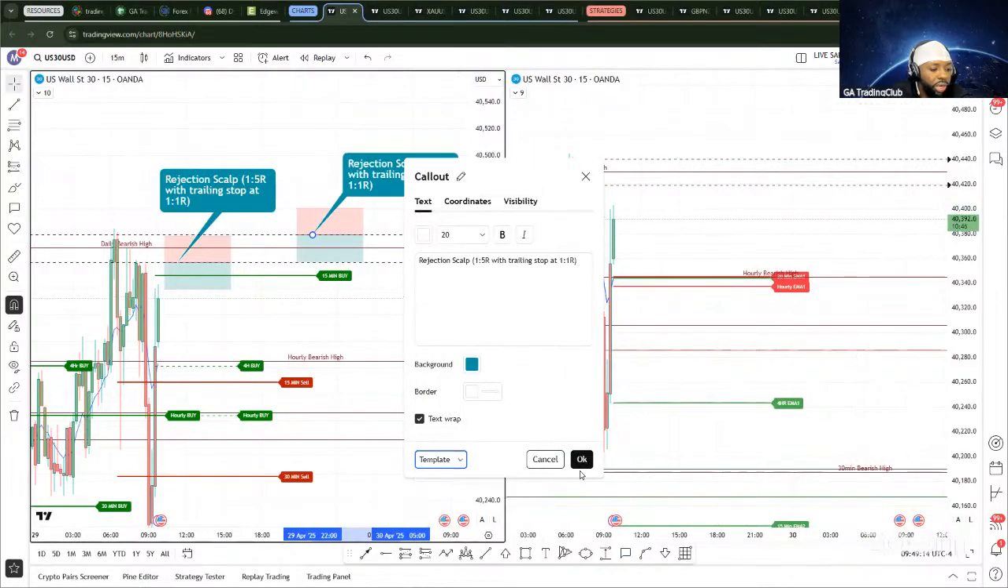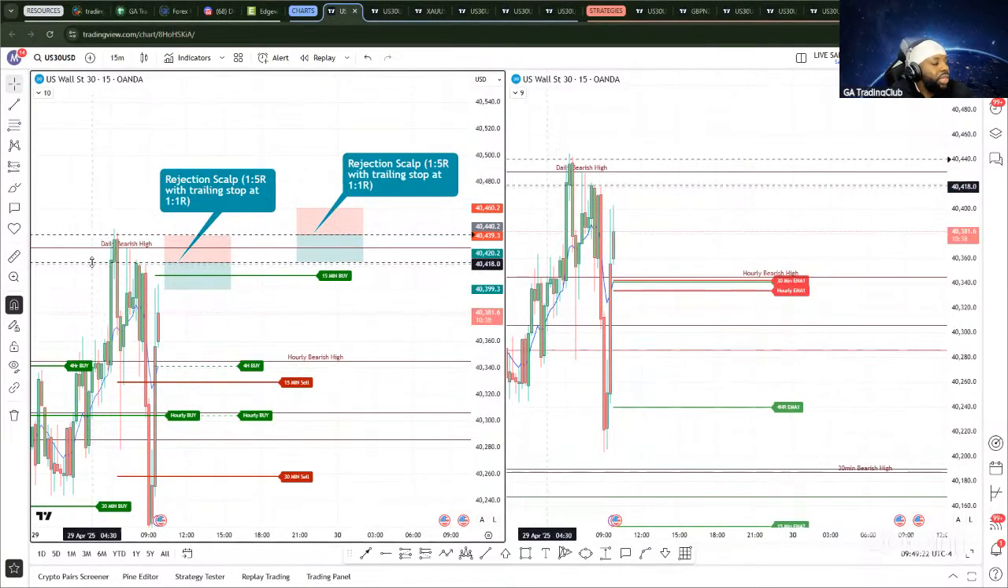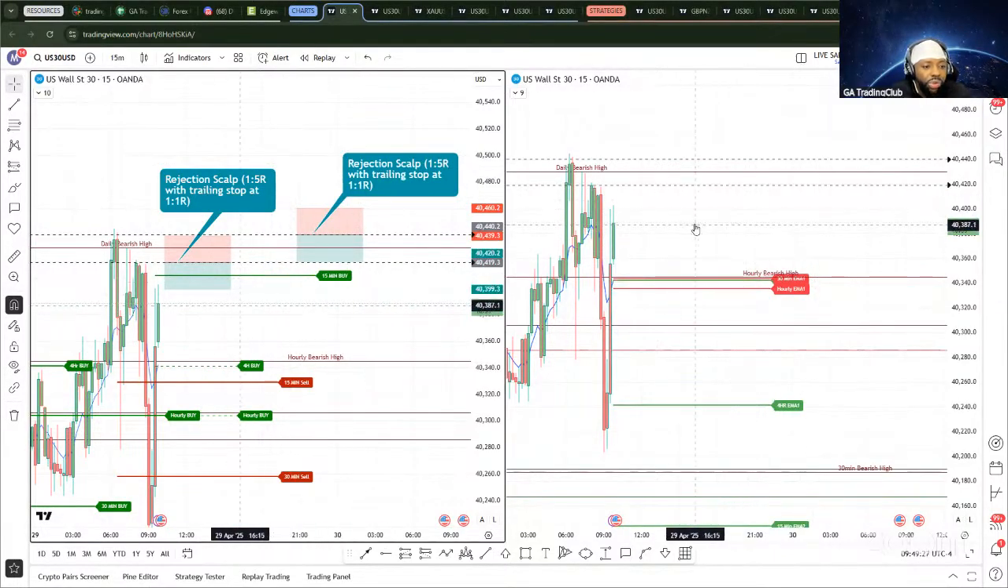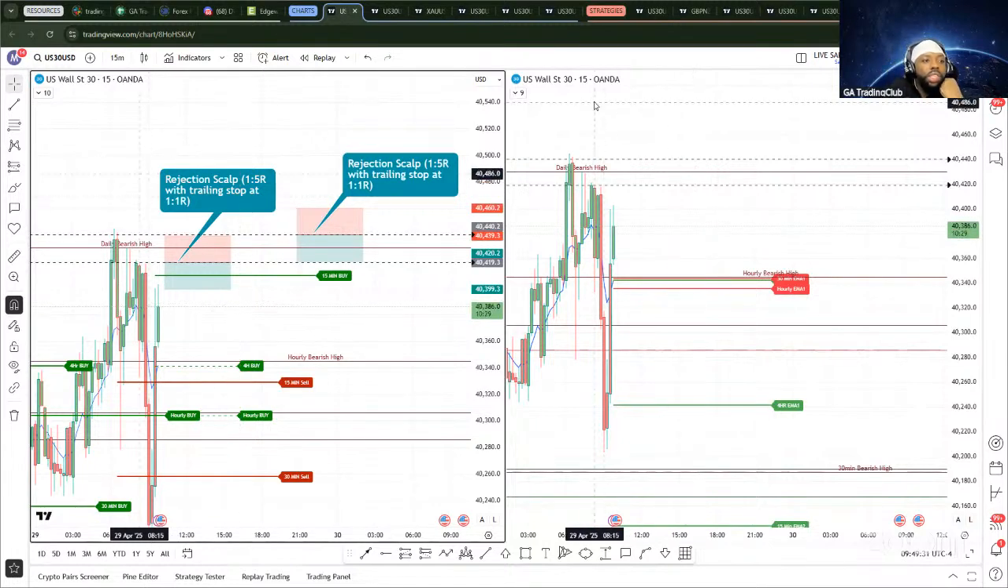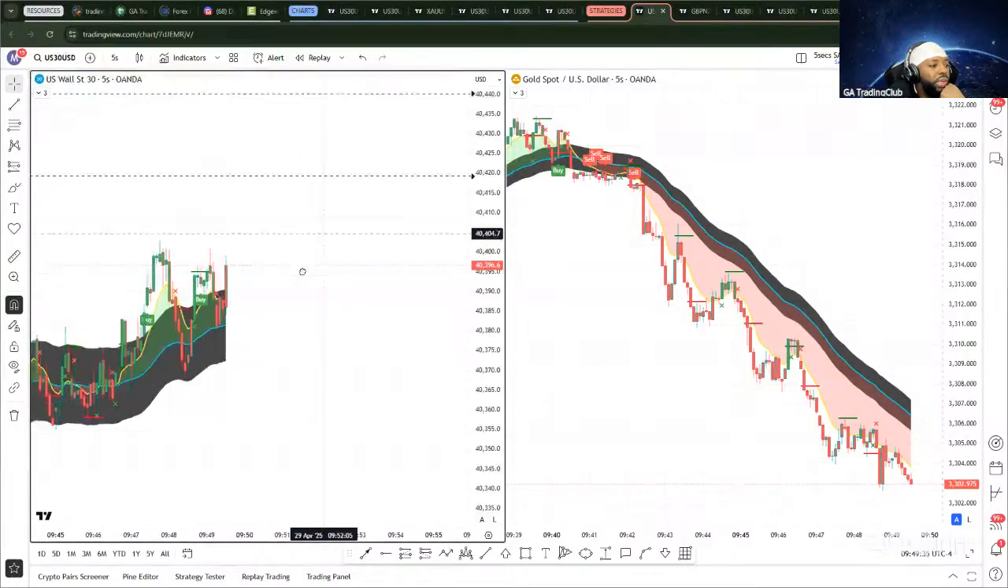Right here, what I would like to see is a push up in price, like a big spike up in price, so that we can tap into these areas that I've put alerts at. Once we do that, we should be able to get some nice rejection to the downside that should ideally hit our TP.